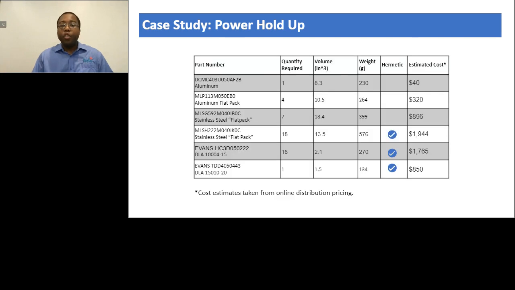This slide summarizes the data from the previous slide with cost estimates included. If your application is not sensitive to size, weight, or hermeticity, and can accommodate the top aluminum electrolytic option, you should absolutely pursue that route. However, if these are critical parameters, in addition to reliability, shelf life, and all the other items we had previously discussed, then you really must consider other options.